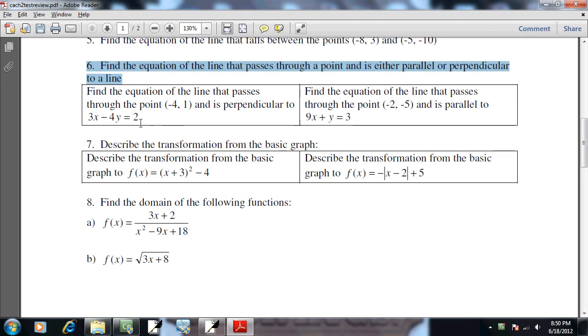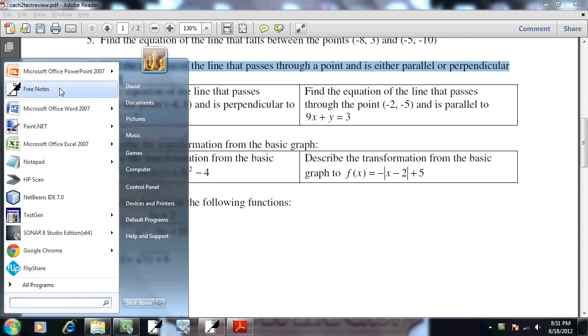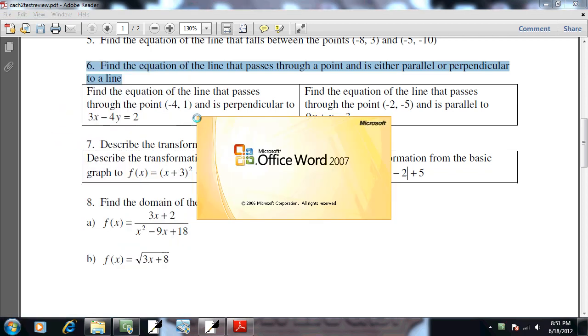Let's take a look at our sixth example. Find an equation of a line that passes through a point and is either parallel or perpendicular to a line. Now the first example is a perpendicular, so let me go write the steps down for that so we have that handy and where you can actually read it too.